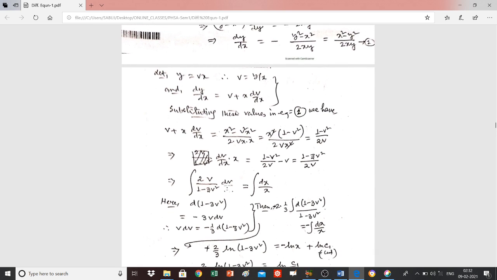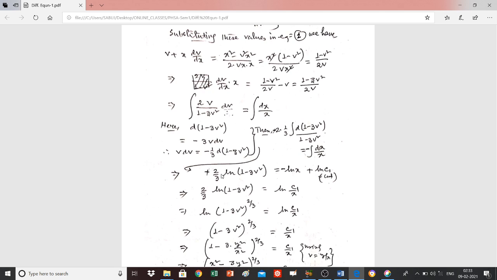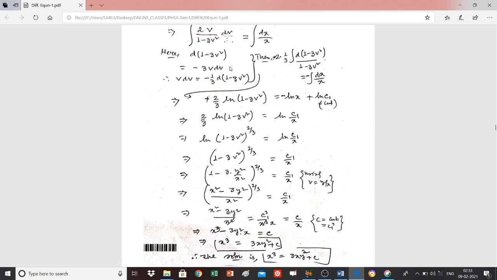In this equation it will have this form. The process is there, and finally you will have 2v by 1 minus 3v square dv is equal to dx by x. The process of solution, or the process of the calculations, is stated here and given here.